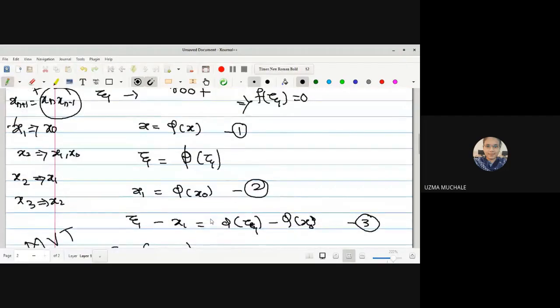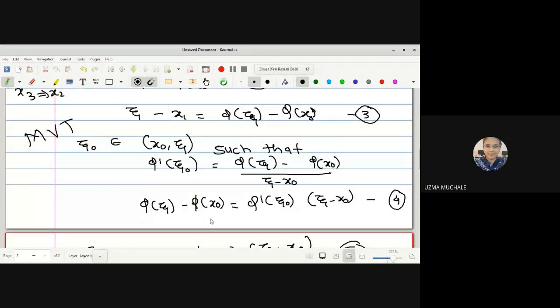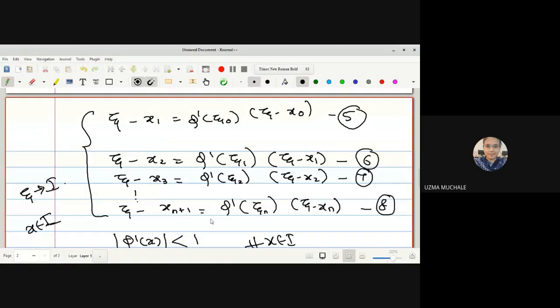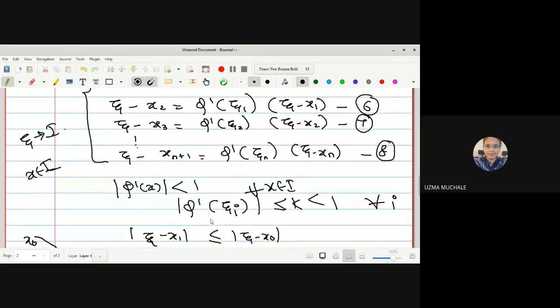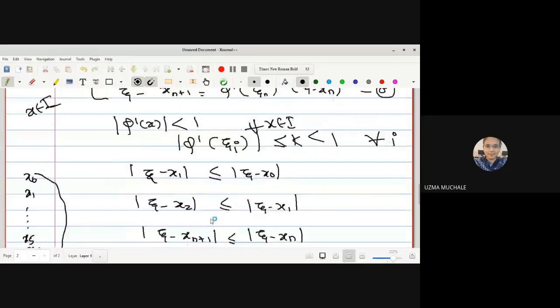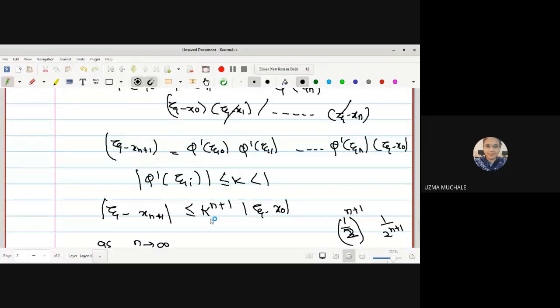Then whatever things we were provided, we have used them, subtracted them, and then finally we have used the mean value theorem. Using the mean value theorem, we have substituted. Similarly, we can write for zeta minus x2, zeta minus x3, and so on. And then we have used our given condition, that is phi dash of x is less than 1 for all x belonging to y, and hence we have substituted this in equations 5 to 8, and then we have multiplied all these equations 5 to 8. After multiplying, many terms will get cancelled, and then just substitute this, k up to phi dash of zeta n.